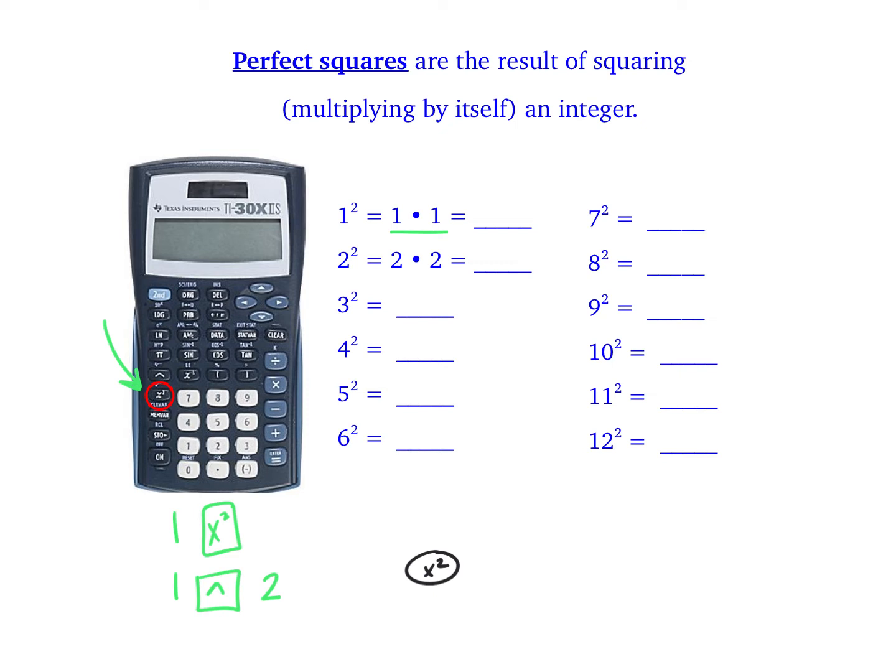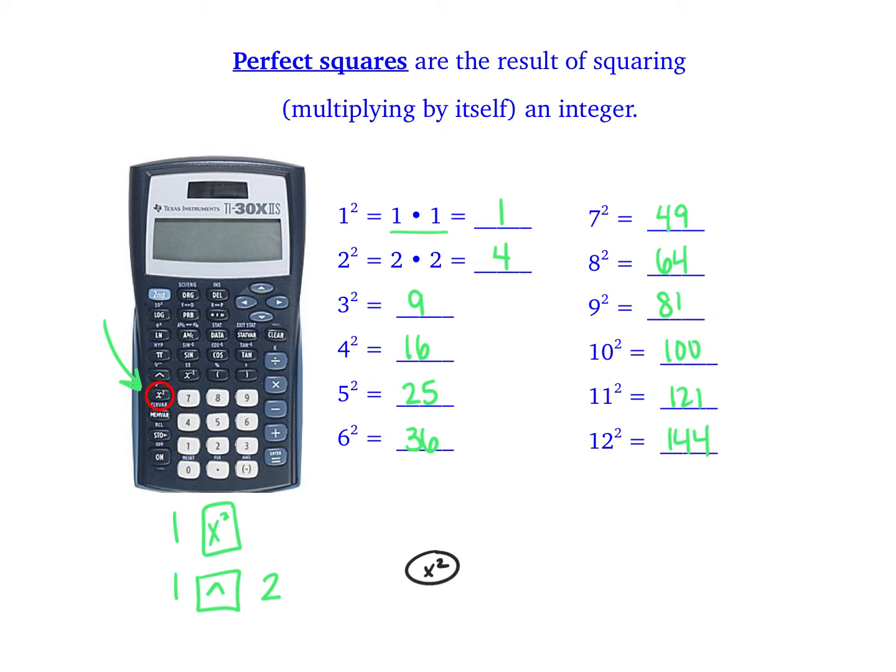So we'll just go through a couple of these. 1 squared, again, 1 times 1 would be 1. 2 squared, or 2 times 2 would be 4, and so on. I went ahead and finished up this list. So these are the most common perfect squares.